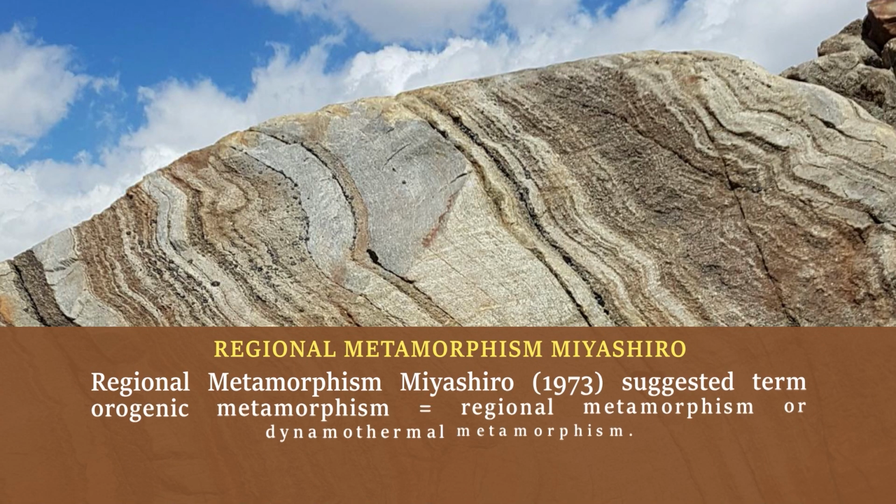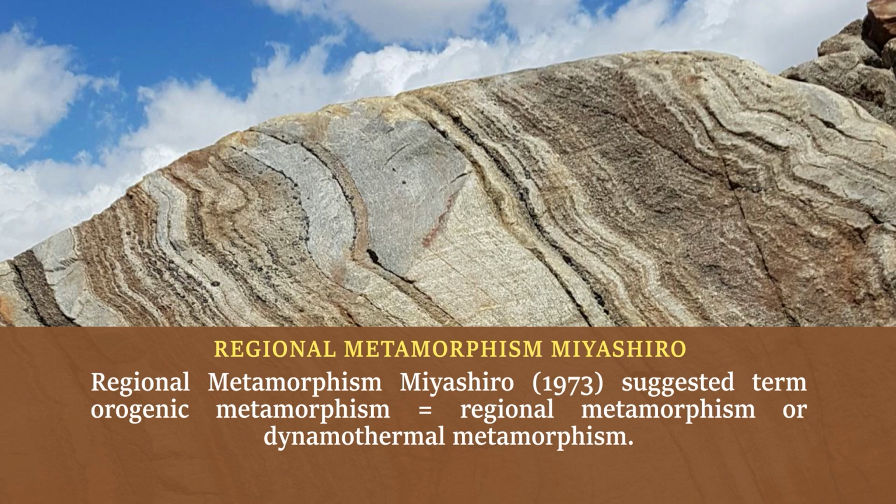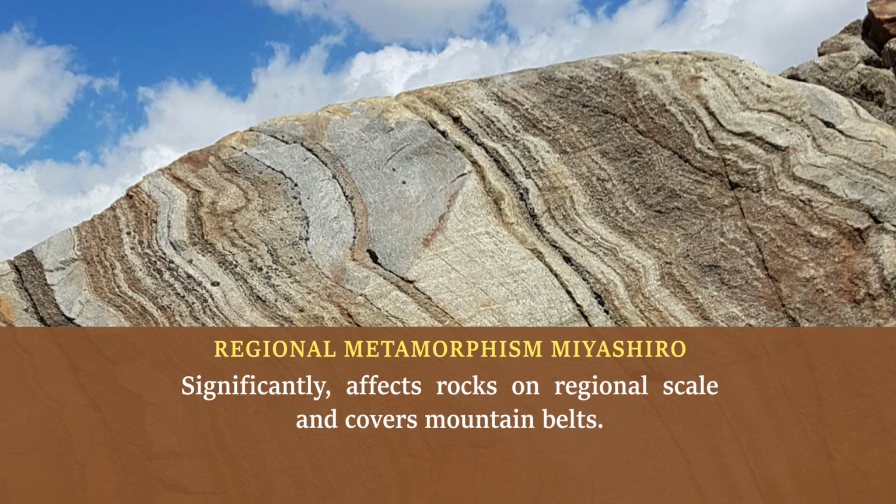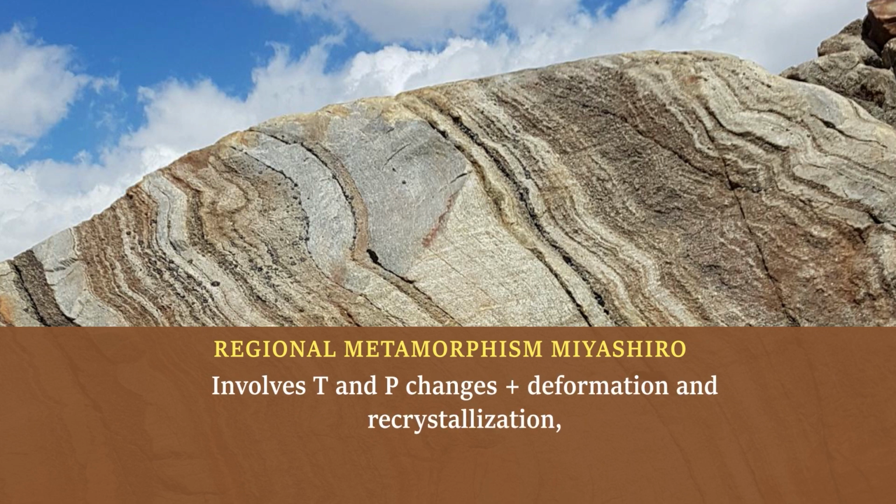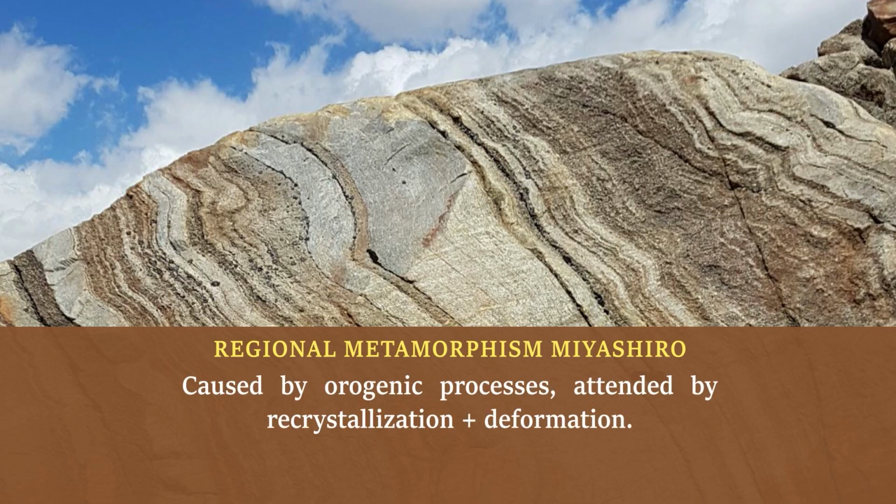Miyashiro in 1973 suggested the term orogenic metamorphism, which is regional metamorphism or dynamothermal metamorphism. Significantly, it affects rocks on a regional scale and covers mountain belts. It involves temperature and pressure changes and deformation and recrystallization. It is caused by orogenic processes attended by recrystallization and deformation.